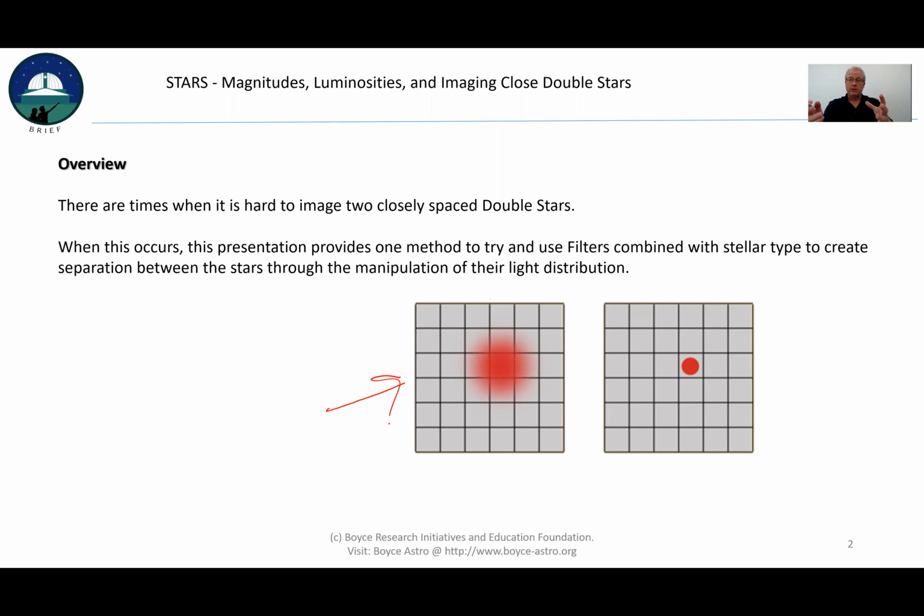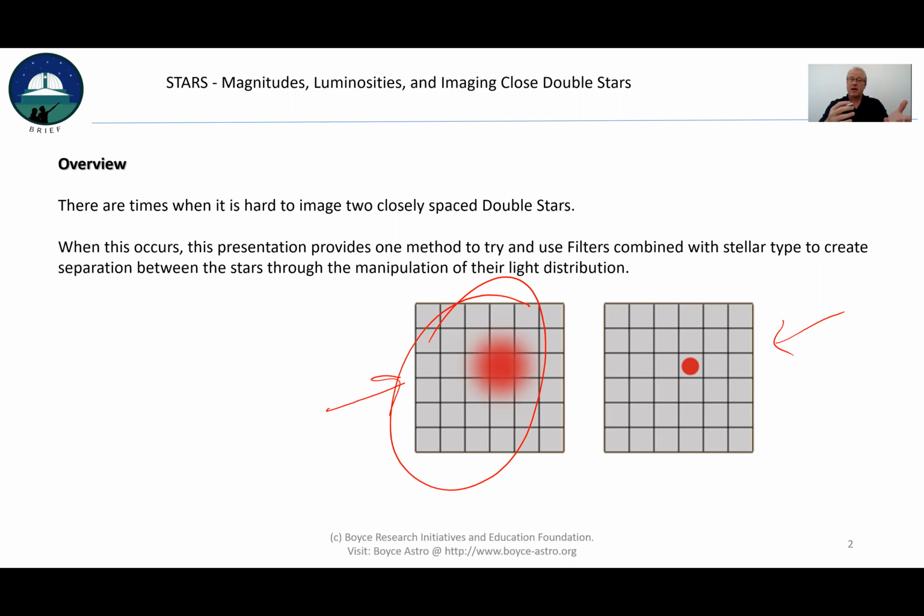So what we want to do is find a way to separate these two stars so that we have stars that look more like the image on the right, more pinpoints, less diffuse, and therefore separated on the image. Now, the first way to try to accomplish this is through varying your exposure time. If your exposure time is low, that will prevent as many photons from reaching the camera, and it may prevent dispersion such as we see here on the left.